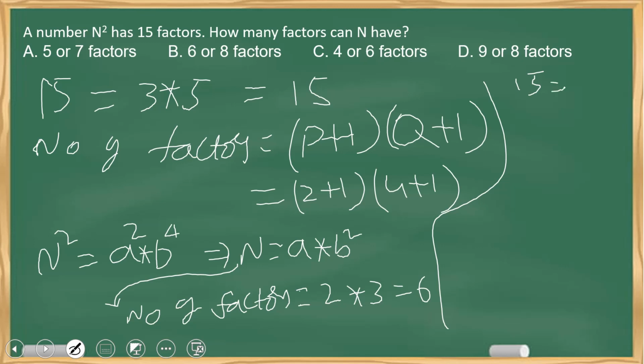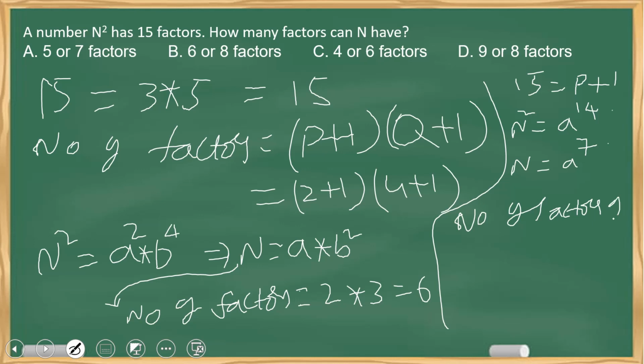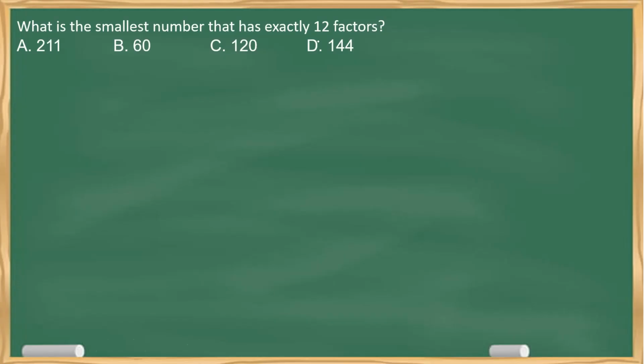Now if I take 15 into consideration, so 15 factors, 15 can be written as p plus 1. So n square will be a power 14. So n will become a power 7. So the number of factors of n is equal to p plus 1, 7 plus 1, that is equal to 8. So the number of factors might be 6 or 8. So the answer is this one. I hope you understand the concept here, correct?